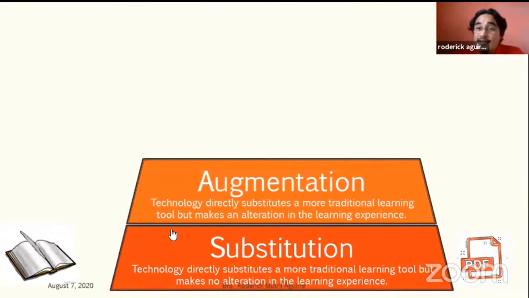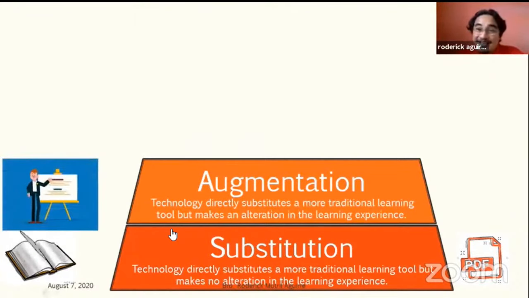Now, another one is another way of deciding what technology and how technology can help us in the delivery of our modules is the augmentation. Okay, augmentation is when technology directly substitutes a more traditional learning tool but makes an alteration in the learning experience. Kung sa substitution hindi nabago ang learning experience, pagdating sa augmentation, nababago, nagkakaroon ng alteration of the learning experience. Okay? Example po, si teacher nagle-lecture lang, sa tradition nagle-lecture sa harapan ng mga bata.